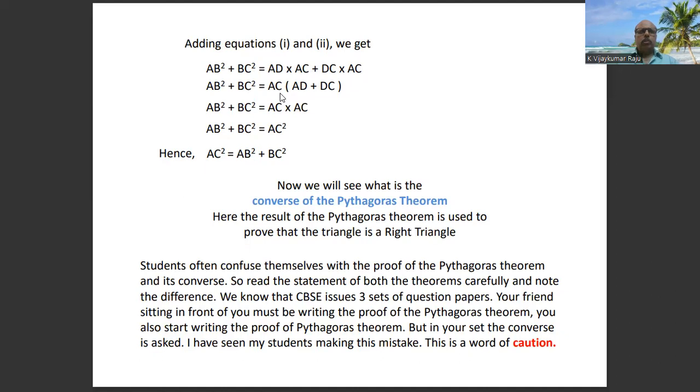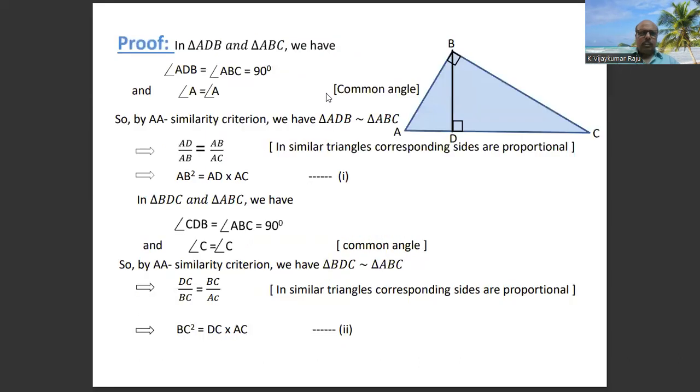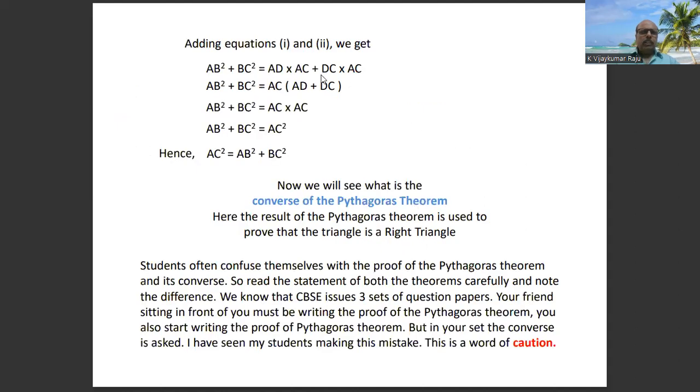When you take out AC common, here you are left with AD, write that AD. In between there's a plus sign, write that plus sign. AC is already outside, so DC is written. So AC into AD plus DC. AD plus DC, you see again the figure, AD plus DC. When you add this part and this part, you get the whole length AC.